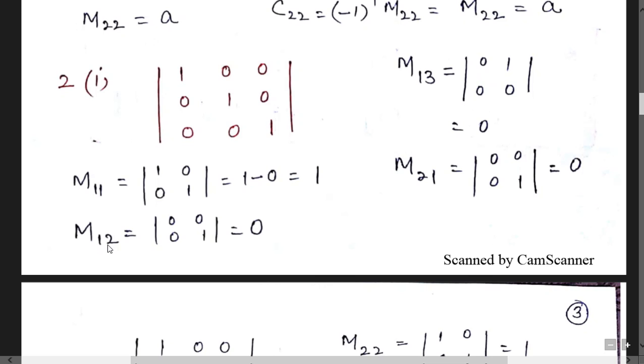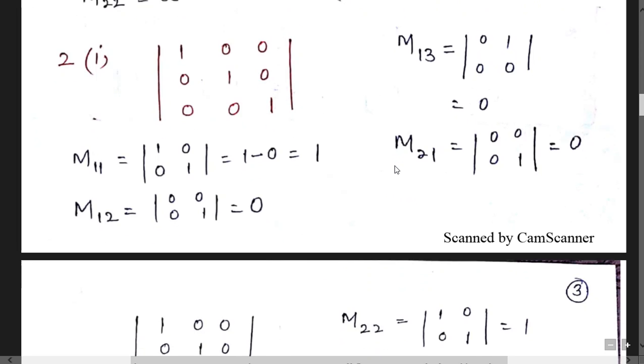Similar is the case with M12. This one is the element. It means you have to delete the first row and second column. What are the elements? 0 0 0 1. Then cross multiply and you will find the answer. What about M13? It's the 1 3 element. You have to delete the first row and third column. These are the elements: 0 1 0 0. Now cross multiply, 0 into 0, 0 into 1. The answer is 0. Similarly, you can calculate all the elements.